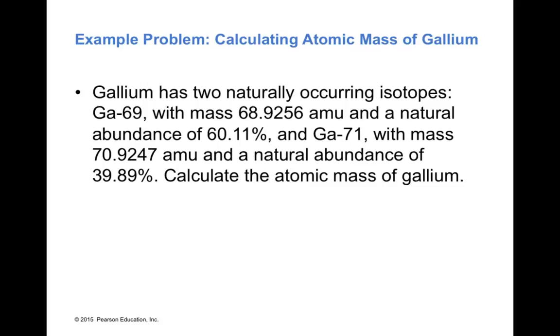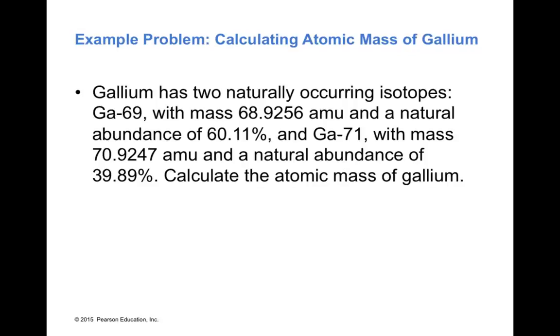So let's do the following problem. Gallium has two naturally occurring isotopes. Gallium-69 with a mass of 68.9256 atomic mass units and a natural abundance of 60.11%, and gallium-71 with a mass of 70.9247 atomic mass units and a natural abundance of 39.89%. So we need to calculate the atomic mass of gallium.